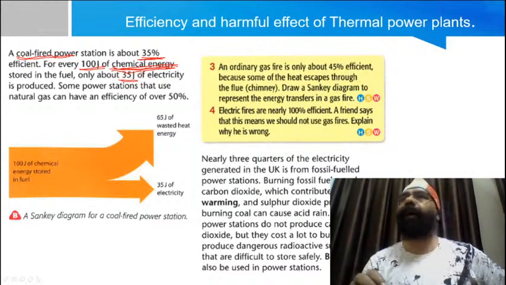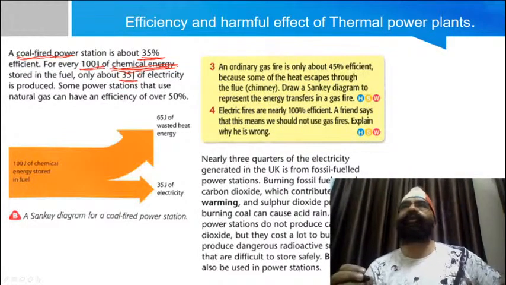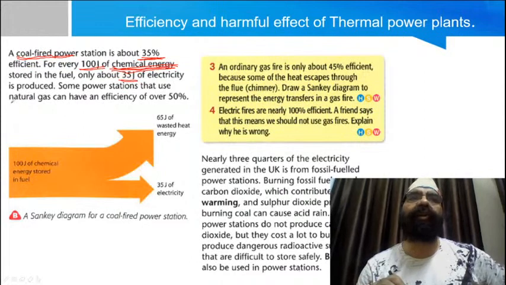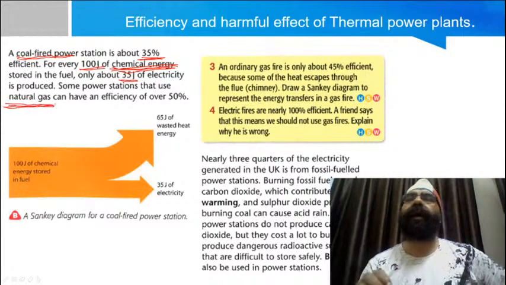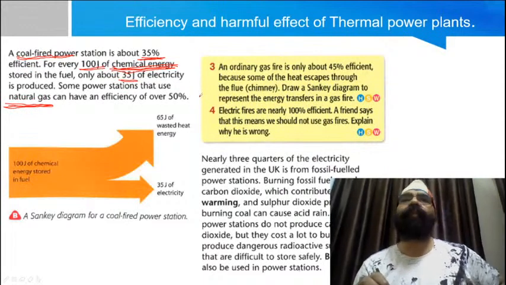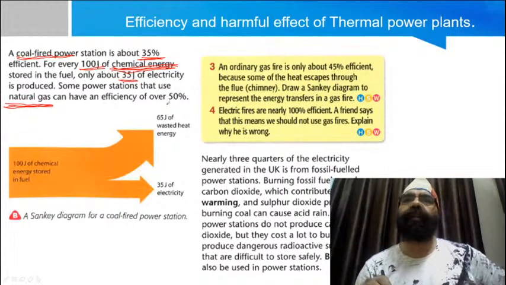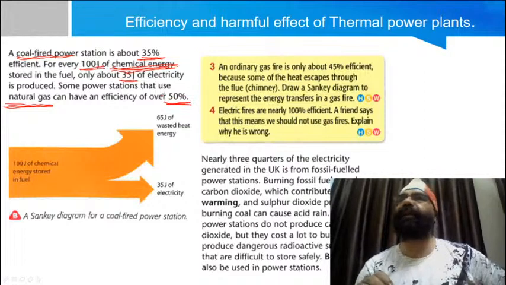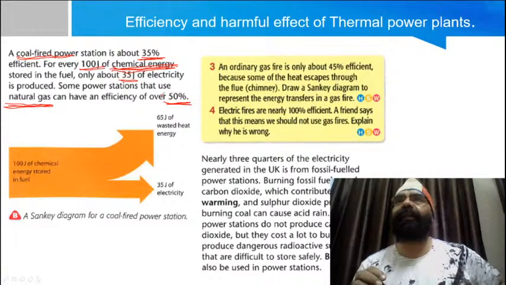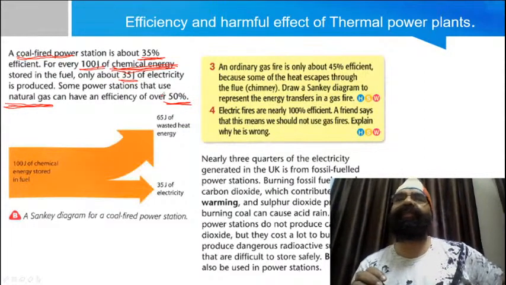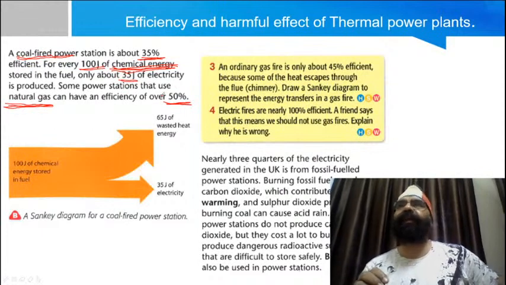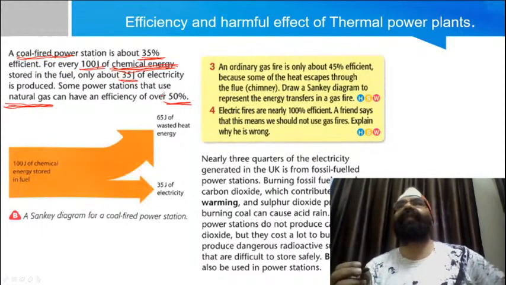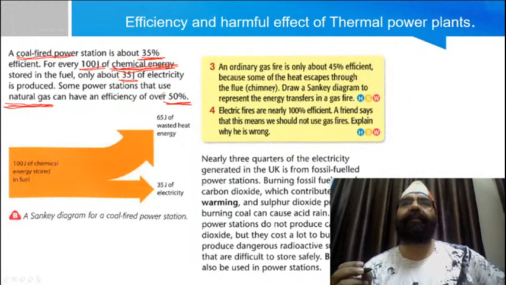Some power stations, instead of using coal, use natural gas, which again is a form of fossil fuel. These are slightly more efficient than coal stations. They are 50% efficient, so better than this. Here almost 65% of the chemical energy is wasted, and there half is wasted, which is less, which means they are much more efficient.